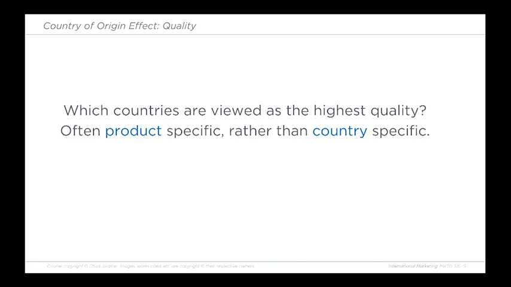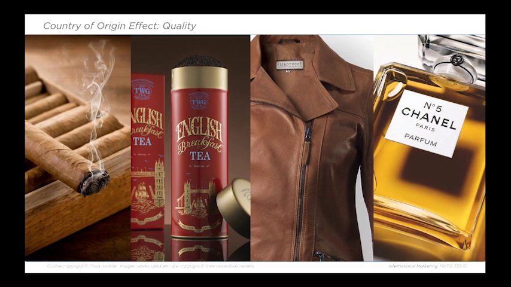So as we look at country of origin effects, sometimes those can be product specific rather than country specific. So sometimes it's just a country's specific product that we think is awesome, not necessarily everything that comes from that country. For example, Cuban cigars. Well, Cuban cigars are supposed to be awesome. I don't smoke cigars, so I don't know, but just because Cuban cigars are awesome doesn't mean that everything from Cuba is awesome.